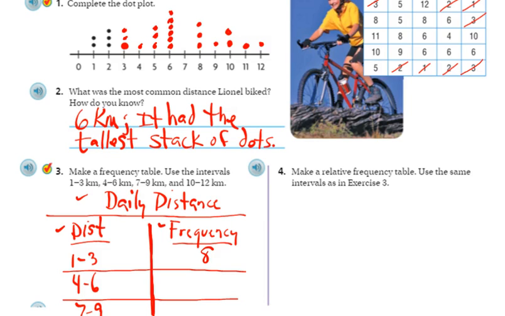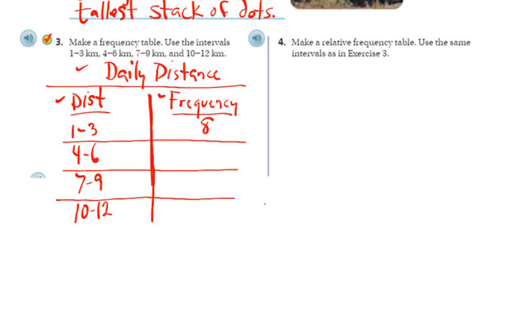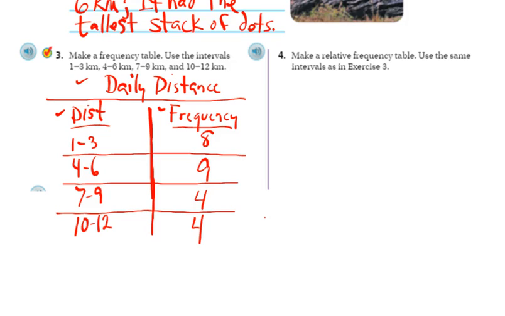Now please go ahead and do the same for 4 to 6, 7 to 9, 10 to 12 by pausing the video, filling in that information, and then rejoin me and I will help you take care of that. Now you notice I've filled in the frequency. So I had 8 values that fell between 1 and 3, 9 that fell between 4 and 6, and that's including the 4 and the 6. 7 to 9 I had 4, and 10 to 12 I had 4. So what we have here is a nice frequency table filled with all the key pieces of information.